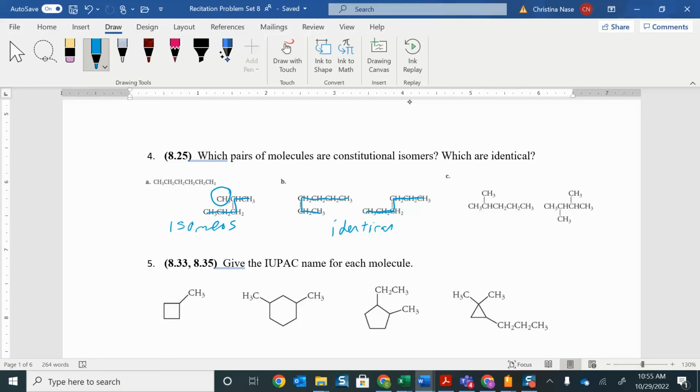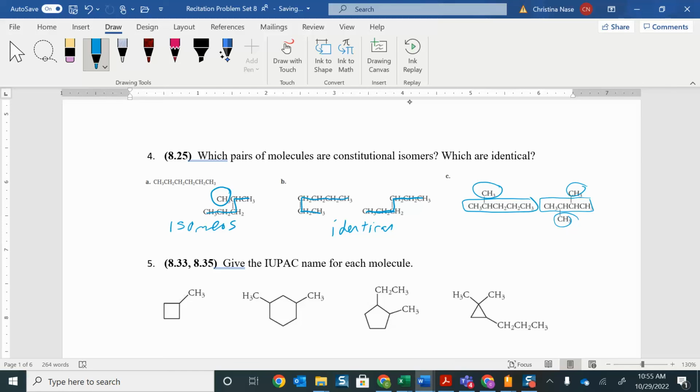And this last one, let's see what we get here. This guy has 1, 2, 3, 4, 5. So he's going to be a pentane with a methyl group. And this guy has 1, 2, 3, 4. Okay, let's see if there's any other ways I can go. 1, 2, 3, 4. Any way I do it, I'm only going to get 4. So this guy's parent name is going to be butane, and I'm going to have 2 methyl groups off of that. This one would be pentane.